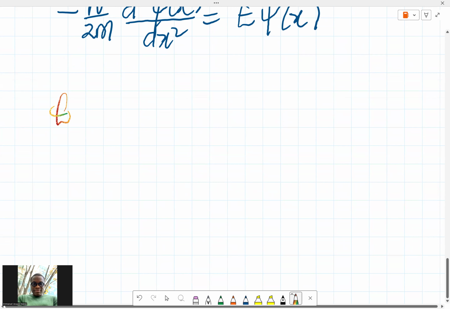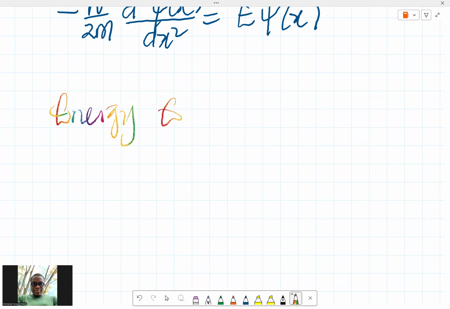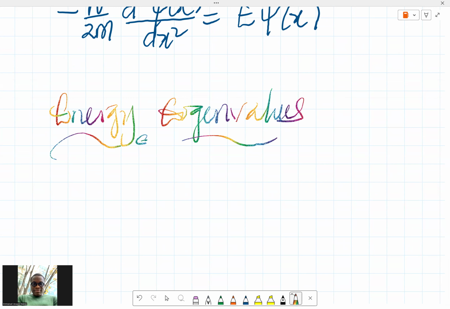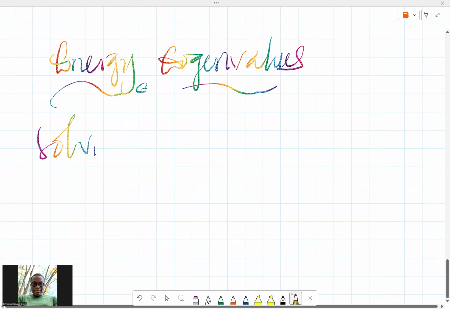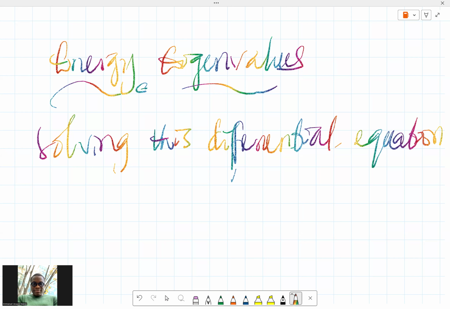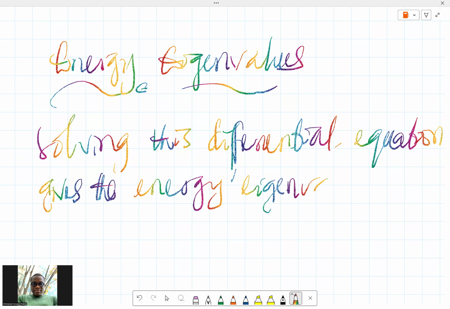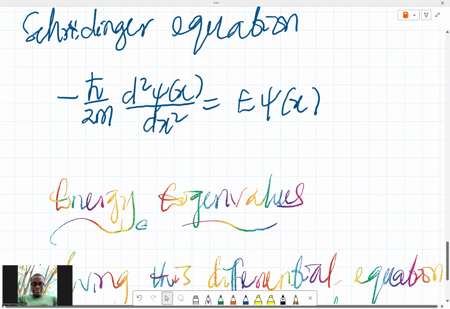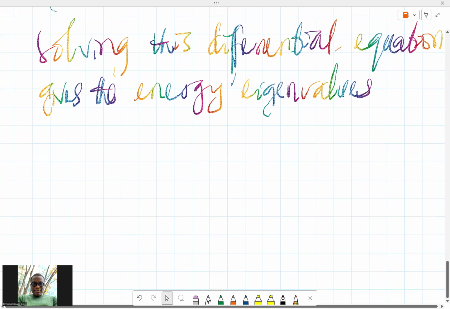So, the energy eigenvalues, the E's. Solving this differential equation gives the energy eigenvalues. This is what we are solving, right? So it gives the energy eigenvalues as follows.